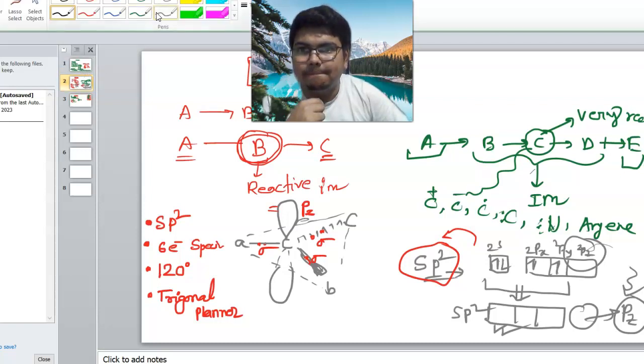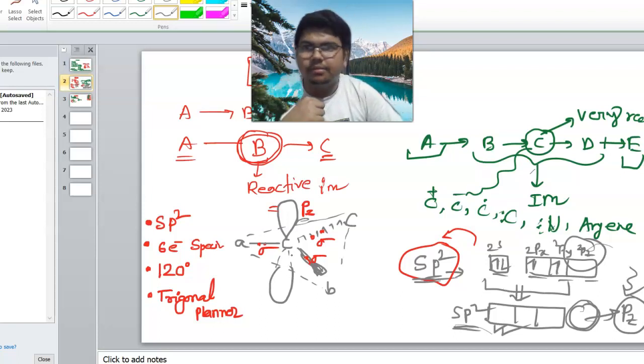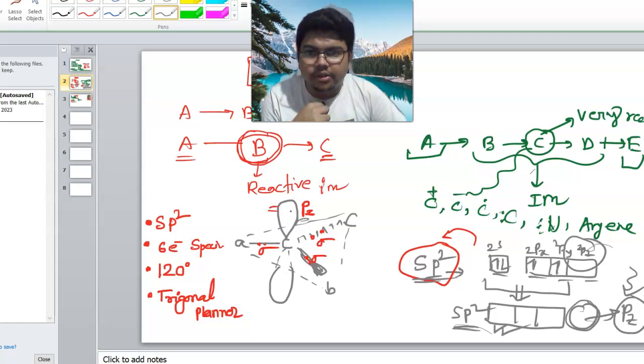So yes, this is our trigonal planar structure. sp2 hybridization: 2s, 2px, 2py, 2pz combine to give sp2 hybrid orbitals, and one pz orbital is vacant. And here I have drawn that particular pz orbital. So this is vacant.